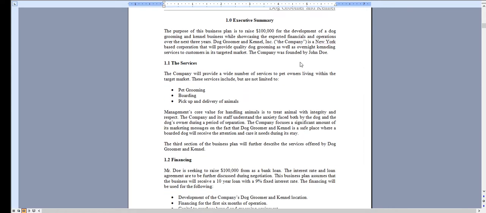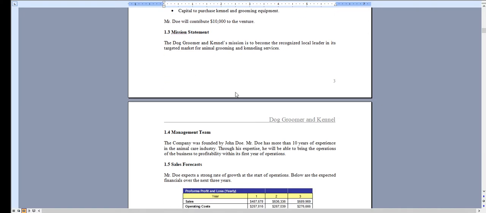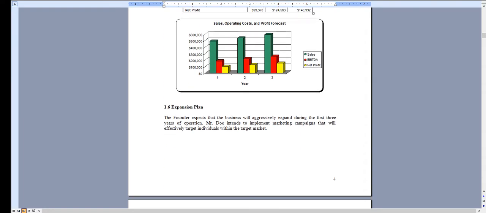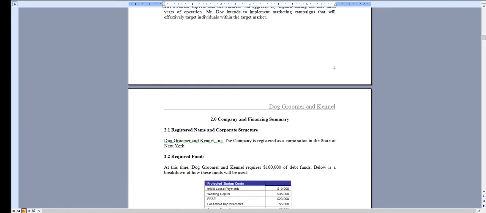It starts with the executive summary, outlining the services you'll be providing, including grooming, boarding, pickup, and delivery. Again, any aspect of this can be adjusted because it's just a Word document. All of the charts and graphs that you see here can also be adjusted as well in the Excel file, and I'll show you that in just a moment.